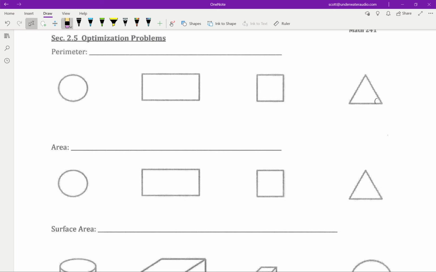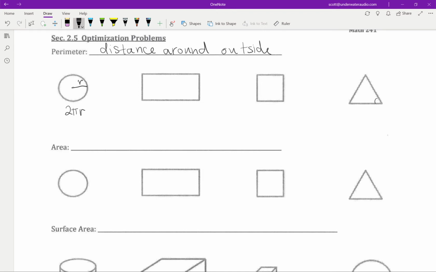Okay, section 2.5. In order to really get where this is going, I want to lay some groundwork by reviewing some things that you probably already know. For instance, perimeter just means the distance around the outside. So for a circle that has a radius r, that would be 2 pi r.